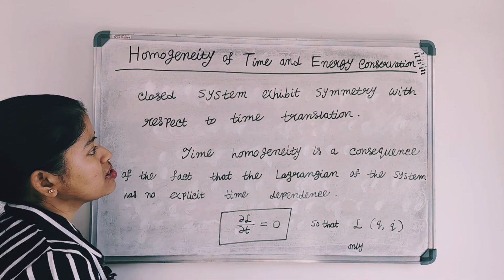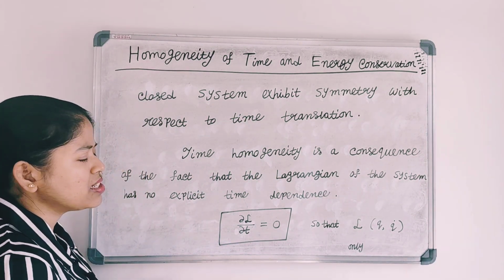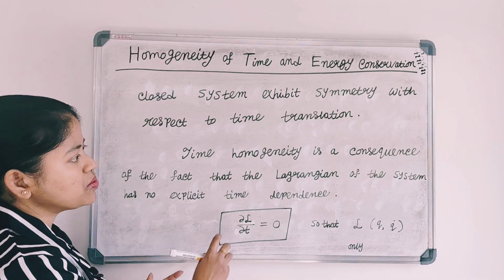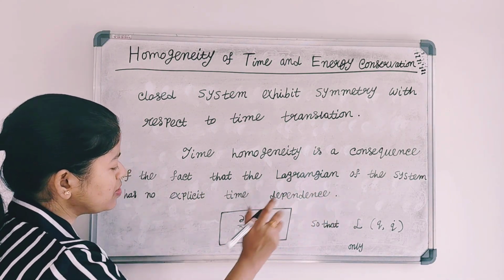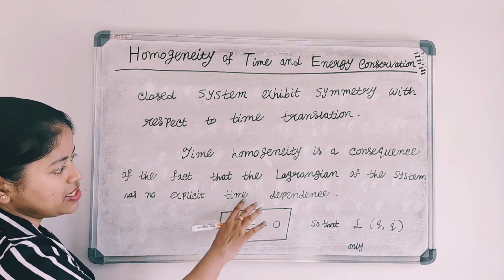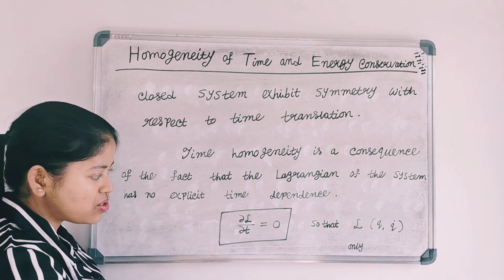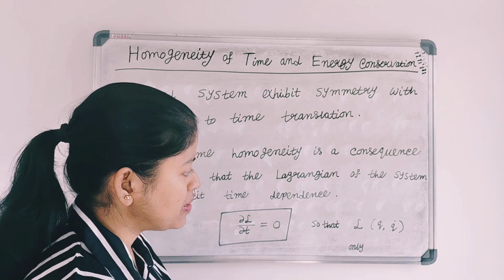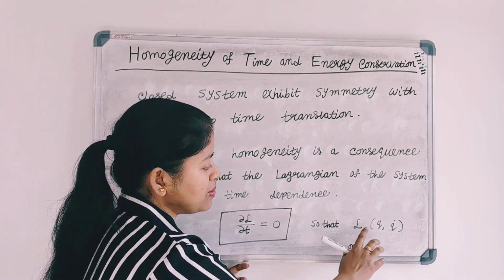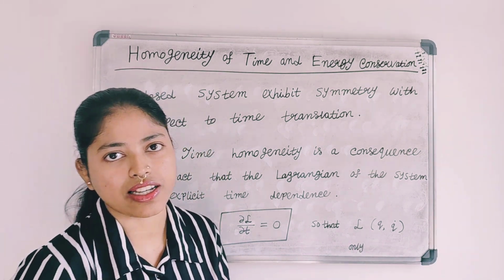So closed systems exhibit symmetry with respect to time translation. What it means actually is that time homogeneity is the consequence of the fact that the Lagrangian of the system has no explicit time dependence. That means ∂L/∂t equals 0. So there will be no time part in the Lagrangian. That means the Lagrangian will be a function of q and q dot, generalized coordinates and velocities, only.